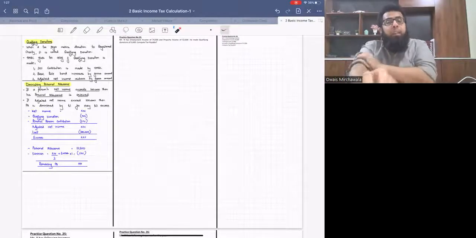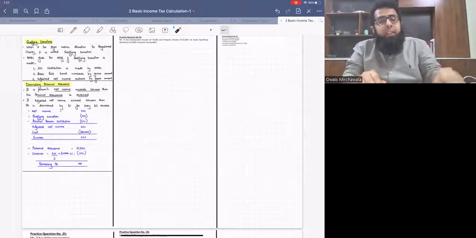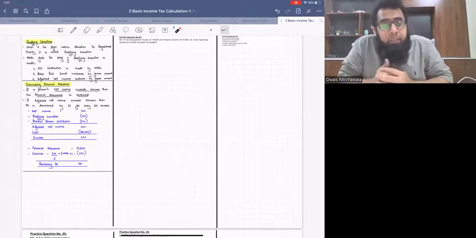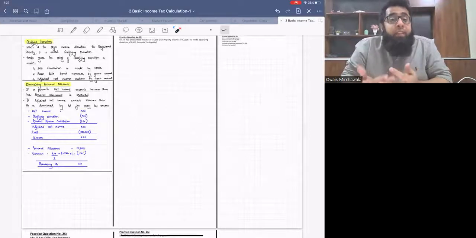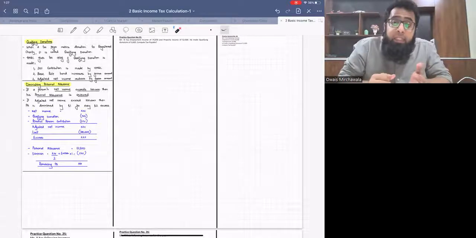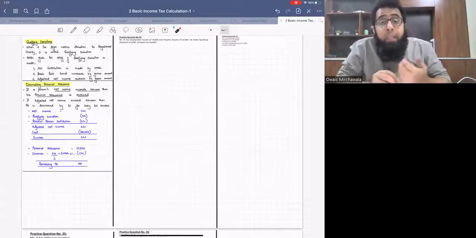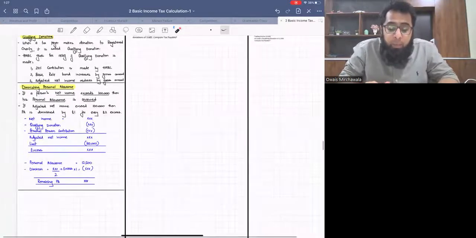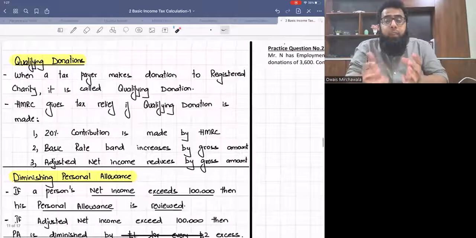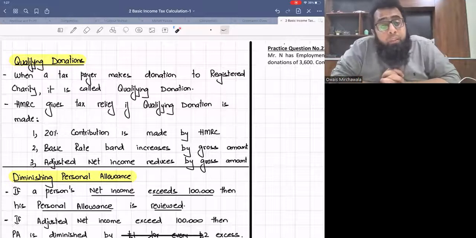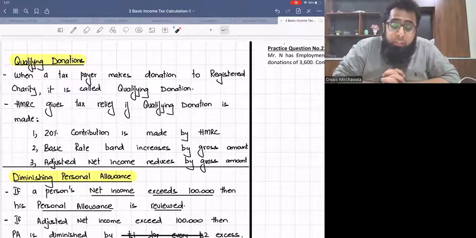Today, we will be completing our chapter of basic income tax calculation. I hope you all remember that we have discussed the basic tax return. We have discussed issues of real estate investment trust, dividend income, trust incomes, interest incomes. Then we moved towards qualifying loan interest. And in the previous class, we discussed planning of personal allowance. Today, we will be discussing the last issue in this chapter, which is related to qualifying donations.